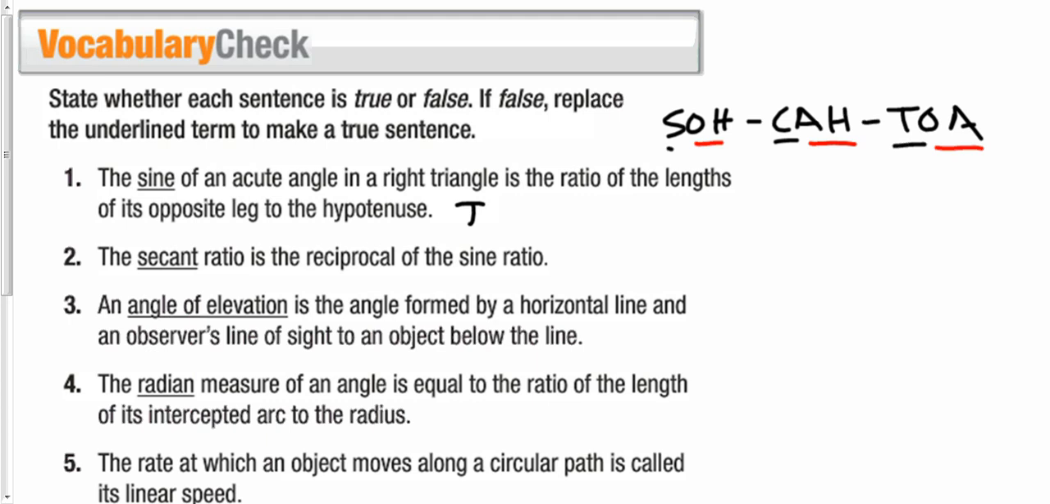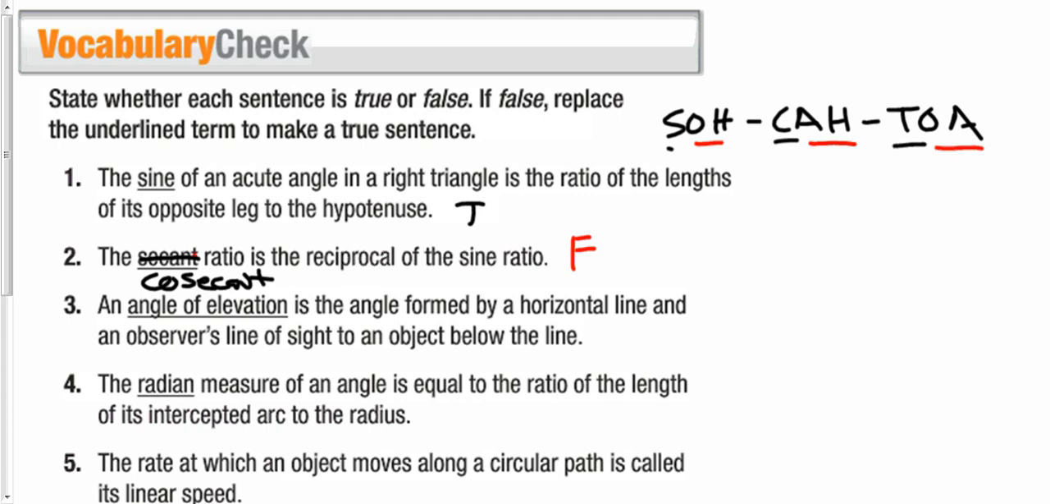Okay, so next, number 2. The secant ratio is the reciprocal of the sine ratio. That is false. Okay, so how are we going to change that? The reciprocal of the sine ratio is not the secant. It's going to be the cosine. So we're going to change that to cosine, okay? That's the reciprocal. Oh, sorry, not cosine, cosecant. There it is. So cosecant is the reciprocal of the sine ratio.